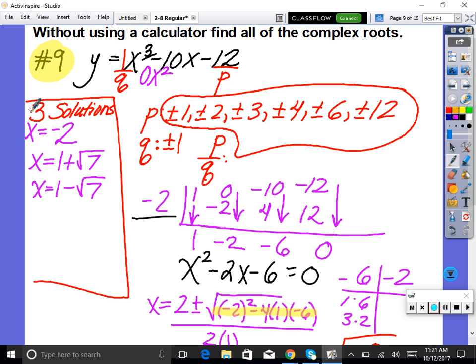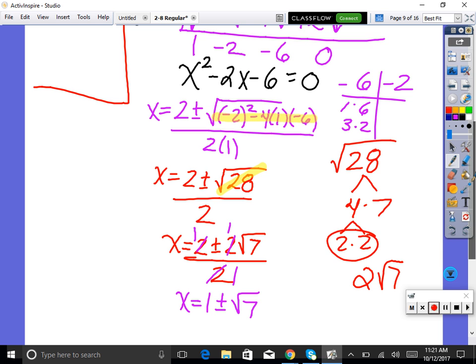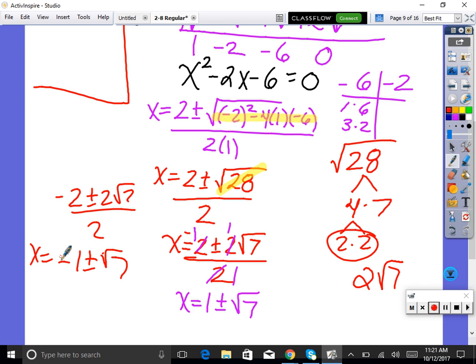Yes? So what if we got like 2 by root 7 out of it? Well, let's say that it depends where the negative is. That would just be -1 plus and minus root 7. If that was -2 plus and minus 2 root 7 over 2, then it would be -1 plus and minus root 7. X equals. Okay, next one.